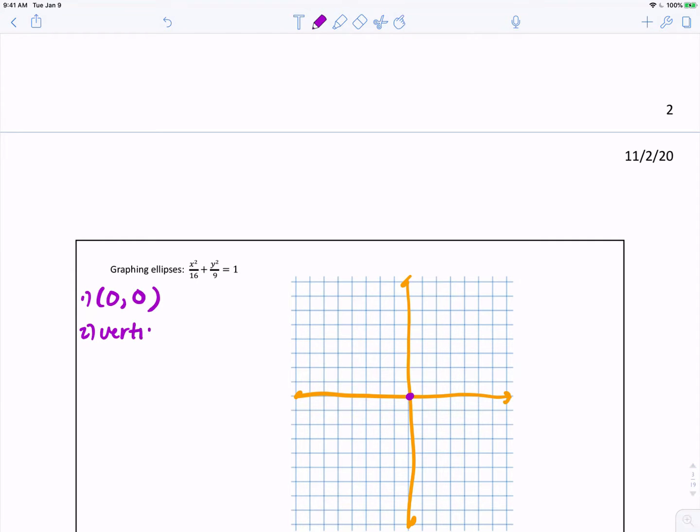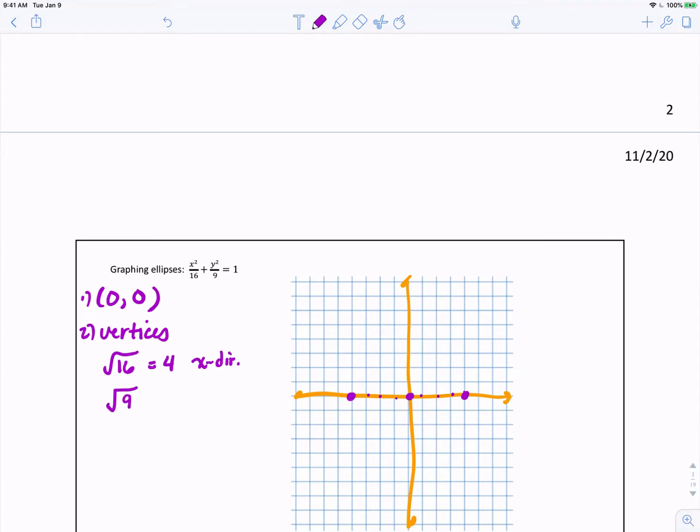Now we're going to find the vertices. The way to find the vertices is you take the square root of the denominators. So the square root of 16 is 4. So in the x direction, from the center, we're going to move 4 spaces. 1, 2, 3, 4. 1, 2, 3, 4. So those are 2 vertices of the ellipse.